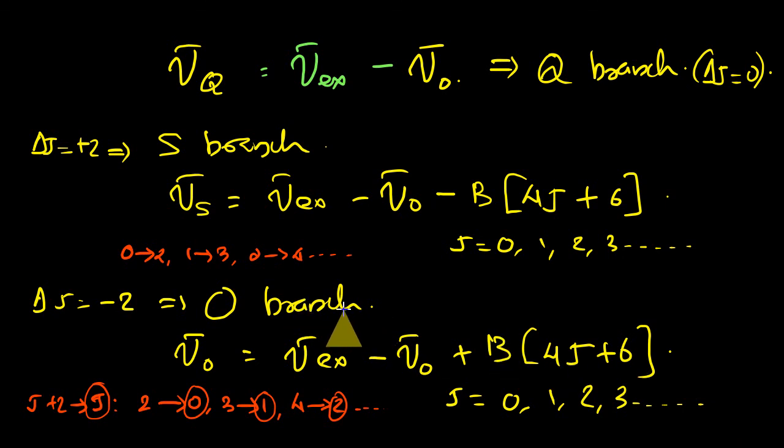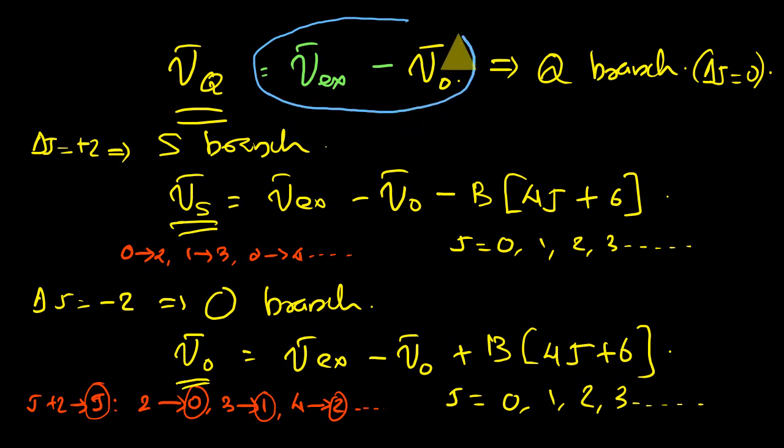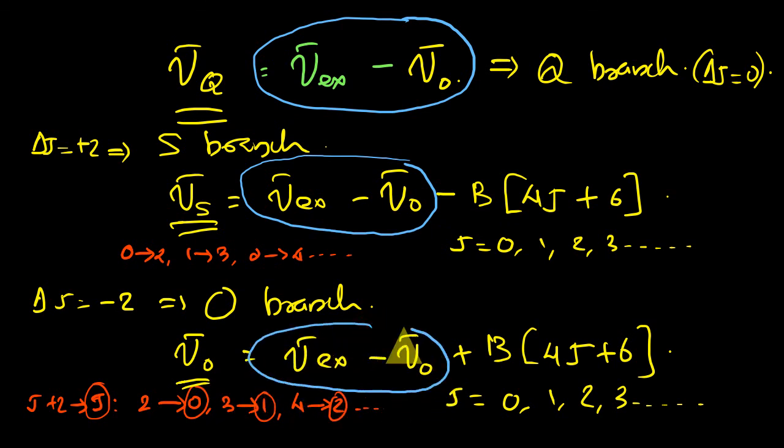So here we have the expressions for the different series, nu bar Q, nu bar S, and nu bar O. Now you look at these expressions. The expression for nu bar Q is nu bar excitation minus nu bar 0. Here it is nu bar excitation minus nu bar 0 minus some other quantity. And in the case of the O branch, it is nu bar excitation minus nu bar 0 plus some quantity. So you will get a line at nu bar excitation minus nu bar 0.